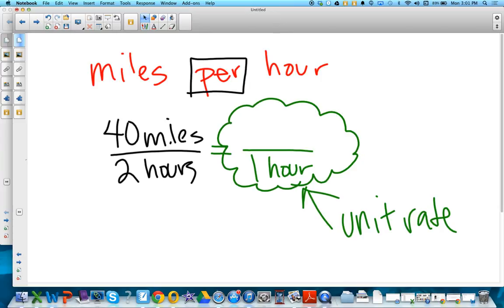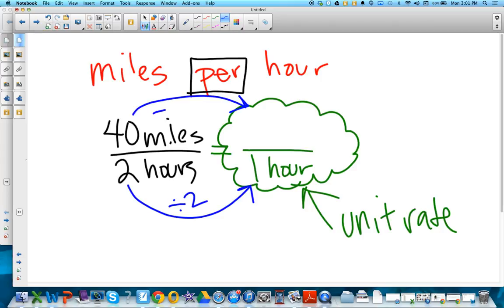So the way we're going to do this is there's plenty of ways we could do cross products. This one's going to be pretty simple if we just figure out how we got from 2 to 1. How do you get from 2 to 1? Pretty straightforward. You divide that by 2. Anything you do to the bottom of a fraction, you have to do to the top of a fraction. So 40 divided by 2 is going to be 20 miles. And we call that per hour, 20 miles per hour.